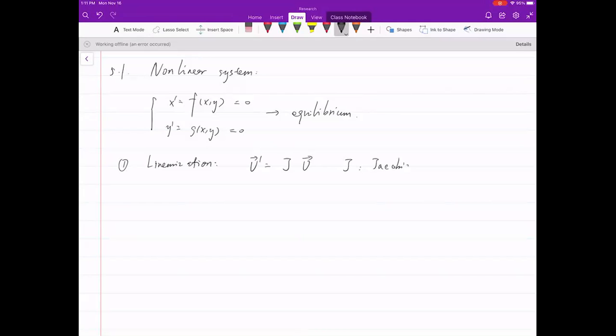We have done this multiple times for examples. Once you plug in the equilibrium, this Jacobian matrix is really just a matrix. There's no x, there's no y. It's all constant, because you plug in x0 and y0. Finally, we talk about some systems where the linearization fails.